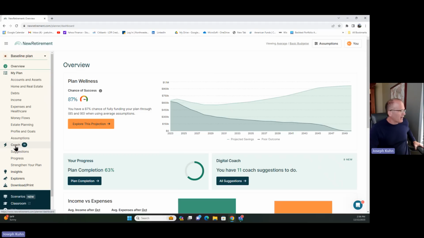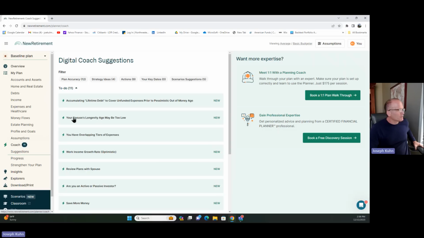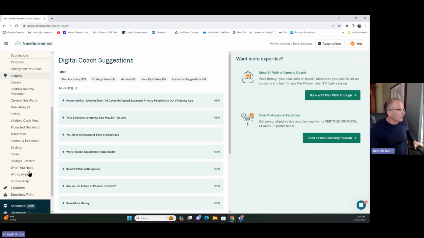Also, one of the things I wanted to highlight here is under coach. Let's see, suggestions. Your spouse's longevity may be too low. Okay, that's a suggestion. And then there's some verbiage out here to the side. Review plans with your spouse. Okay, do you have overlapping tiers of expenses? I added the go-go spending on top of the general recurring. I must have accepted it already, but it said you should consider taking Social Security at 70. But there are coaching suggestions based on your output that will improve it. Pretty cool. So let's look at a few things.